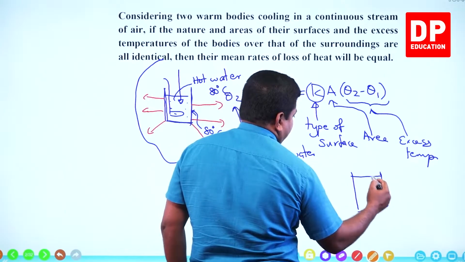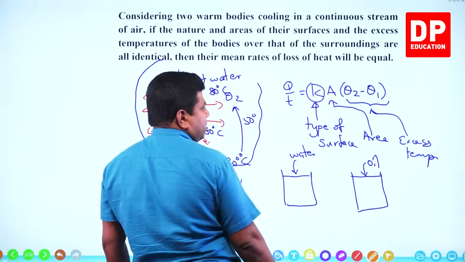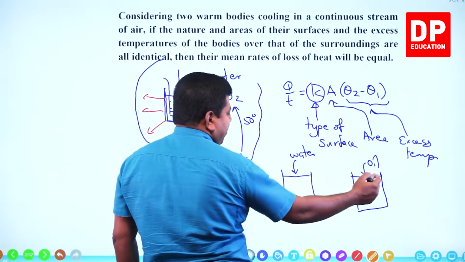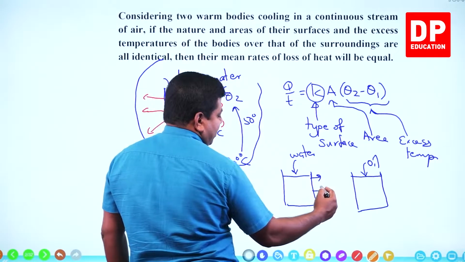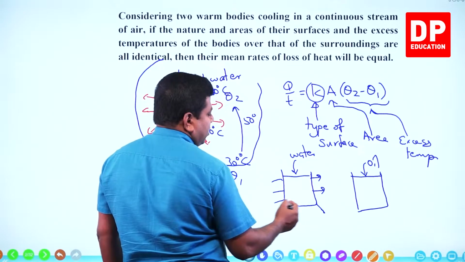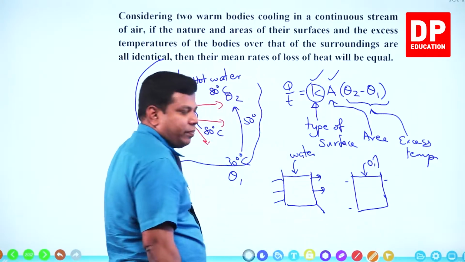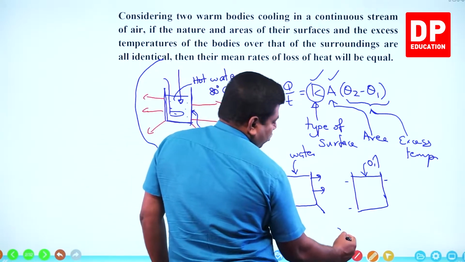Another one with some other material, let's say some oil, of unknown specific heat capacity. But if we have filled the same amount of water and oil, then the area from which heat is going to be lost will be the same for both, right? So K is the same, A is the same, right? The surrounding for both is going to be 30 degrees.